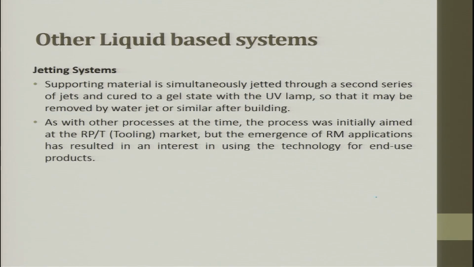The jetting system is another system. Supporting material is simultaneously jetted through a secondary series of jets and cured to a gel state with a UV lamp, so that it may be removed by water jet or similarly after building. You can also use reaction based removal. For example, you can use some solvents which can dissolve the material. As with the other processes, at the time the process was initially aimed at the rapid prototyping or rapid tooling market, but the emergence of RM applications has resulted in an interest in using these technologies for end products.